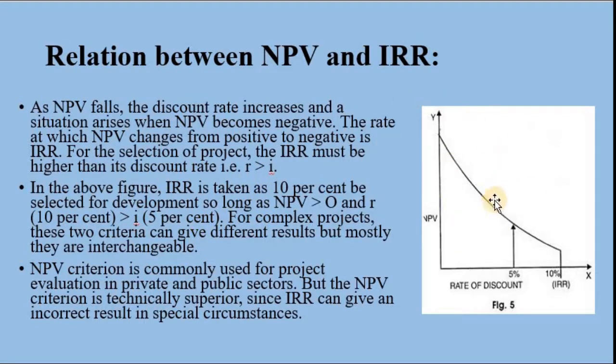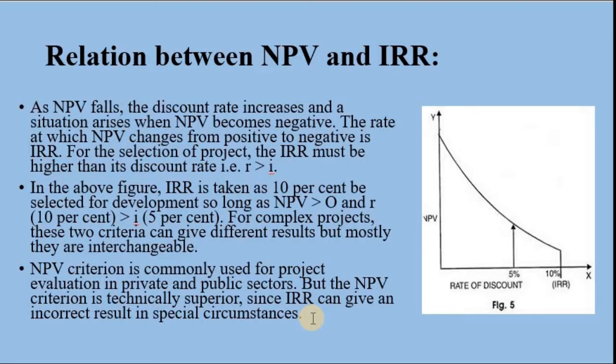In this figure, with IRR taken as 10%, the project is selected for development as long as NPV is greater than 0 and R is greater than I. That is, 10% is greater than 5%. So for different complex projects, these two criteria are being used. They may give different results and they are interchangeable. And these project methods are used for evaluating both private and public sectors.